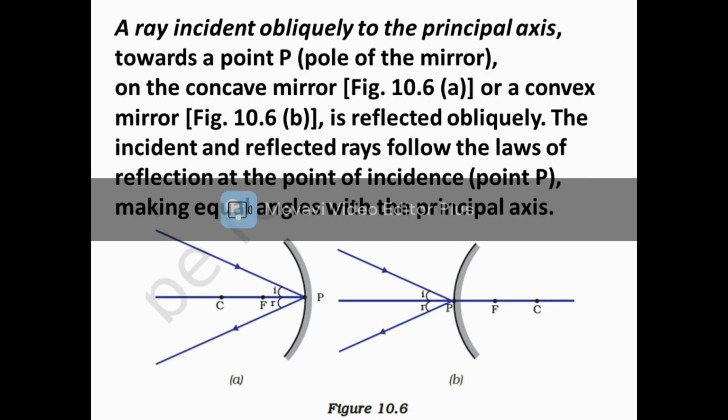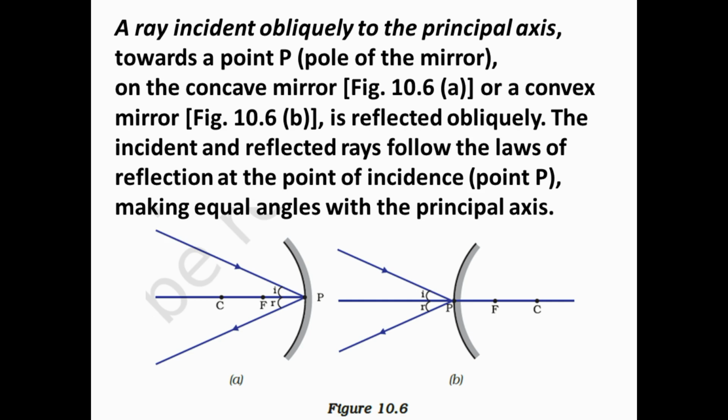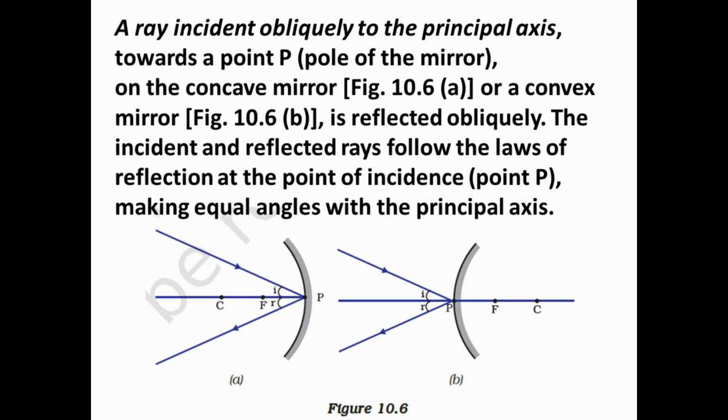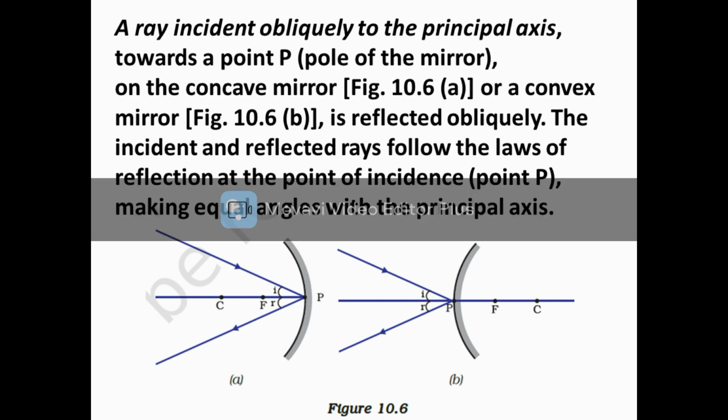So the last case is when the incident ray is oblique to the principal axis, directed towards the pole. What happens in both mirrors, concave mirror and convex mirror, it reflects and bounces back at the same angle, like the incident angle, which is the same as the reflection angle. The image also occurs the same, but in an inverted manner. Okay, these are some cases of image formation with ray diagram.